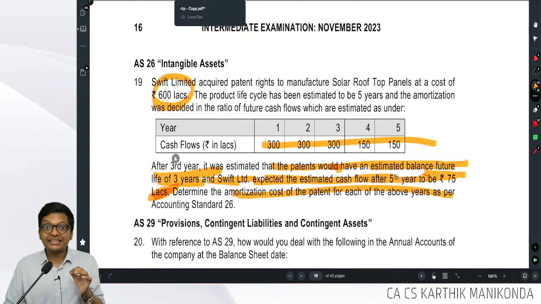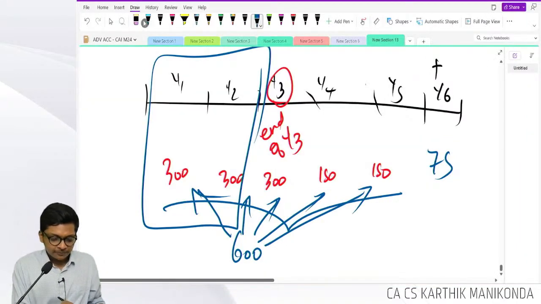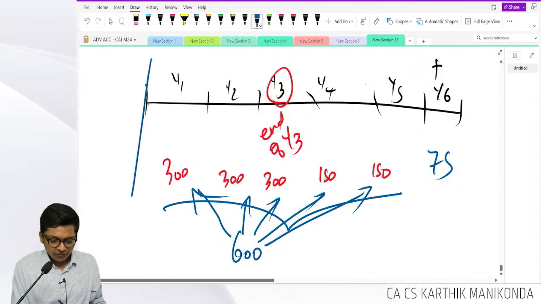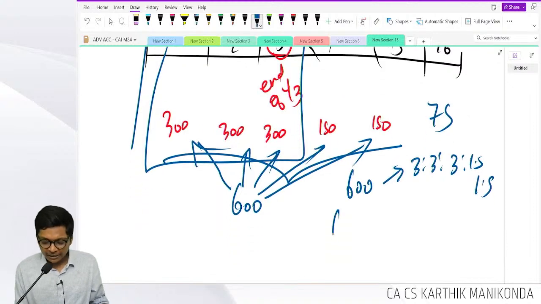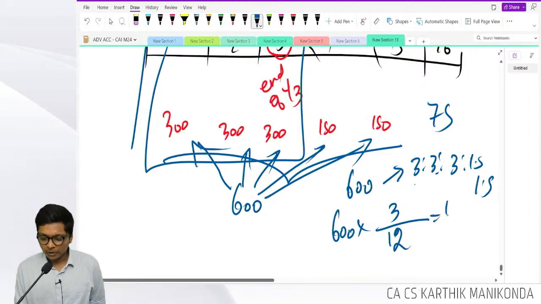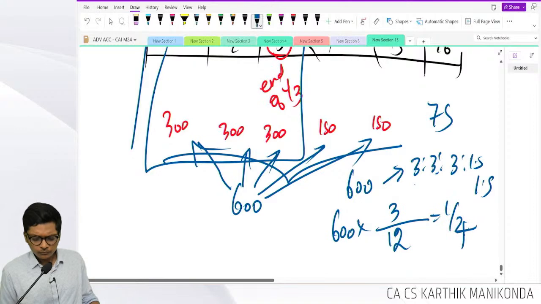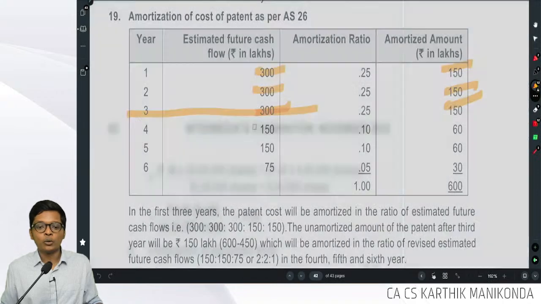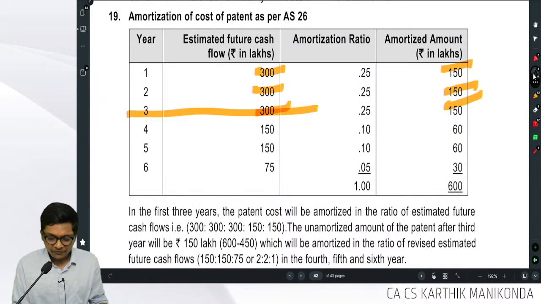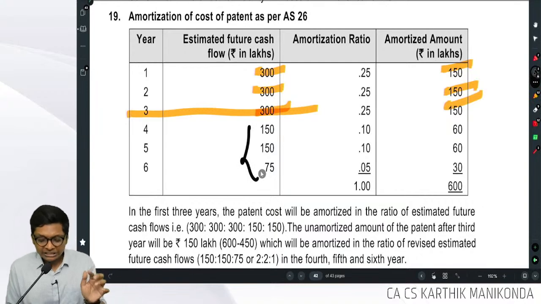Only in the third year ending, look at that, they said at the estimated after third year. So basically for the first 3 years, you have to apportion 600 in the ratio of 3 is to 3 is to 3 is to 1.5 is to 1.5. So if you multiply 600 into 3 divided by 3, 6, 9, 12, which is 1 by 4, you will get 150, correct? That's what we got, 150 over here for the first 3 years. But for the last 3 years, the ratio changed. So how much is already apportioned?